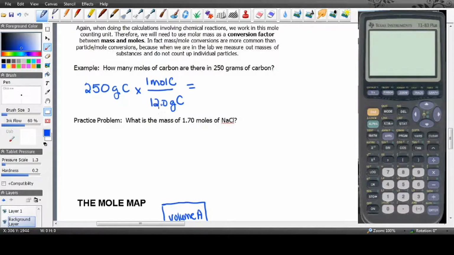Now I knew to put my conversion factor in like this, so my grams of carbon can cancel. So my 250 grams divided by 12 grams. Again, this is one we could probably do in our heads here, people, but just in case, 250 divided by 12, 20.83.